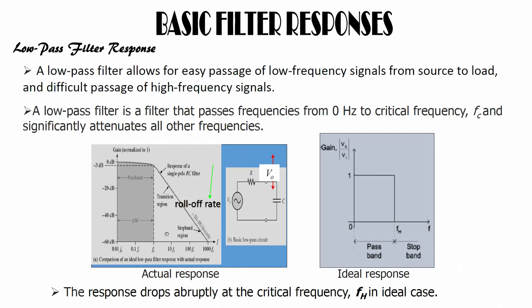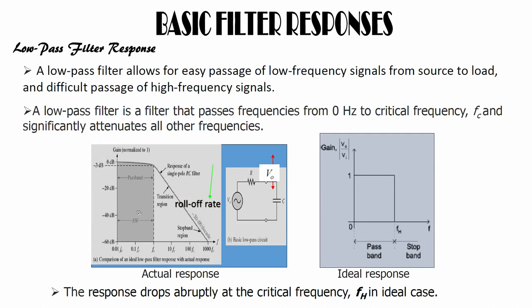So, a low pass filter is a filter that passes frequencies from 0 hertz to the critical frequency. What is critical frequency? It is the frequency until which we want to pass the signal in the case of a low pass filter. So, FC here is the cutoff frequency or critical frequency above which we do not want the signals to pass, and that is why you see that after FC in the left side graph, the actual response plot shows the signal starts attenuating, right. What other bands can we see? We can see a pass band, right.